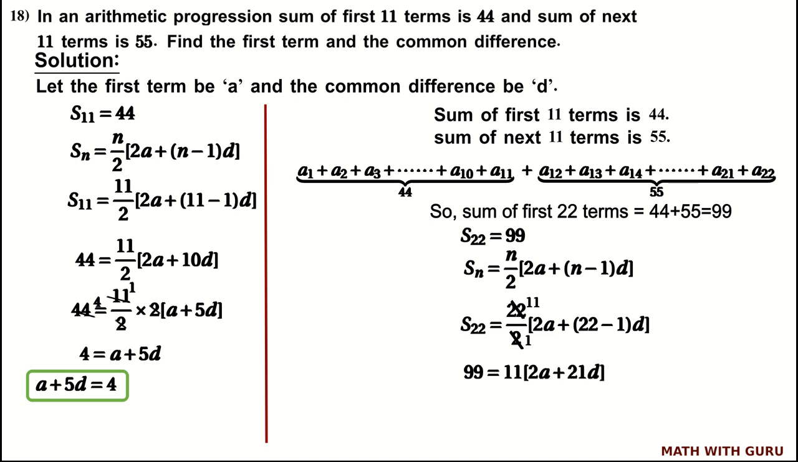Yes, 22 is 99. 99 equals 11 into 2a plus 21d. 11 ones are 11, 9 elevens are 99. Therefore, we get 9 equals 2a plus 21d, that is, 2a plus 21d equals 9. Here are two equations, a pair of linear equations. We shall solve them using the method of substitution for a change.